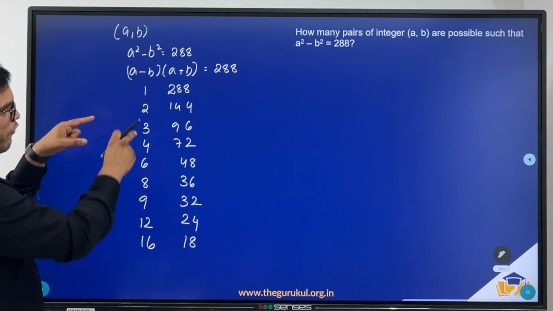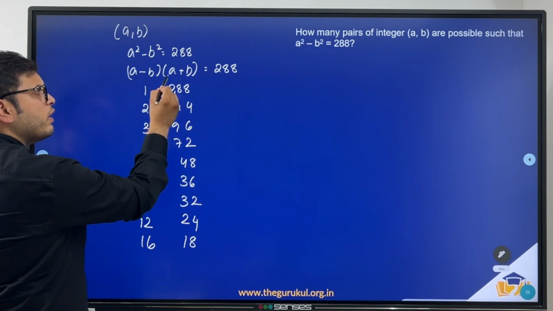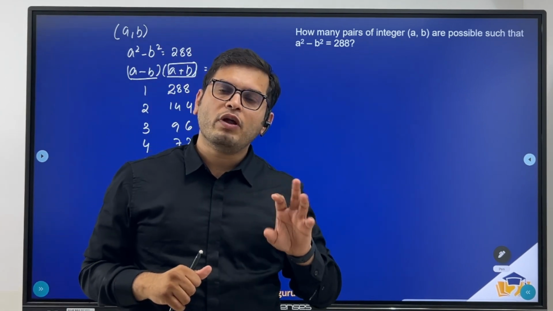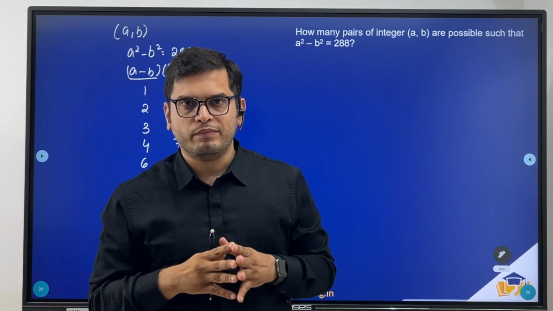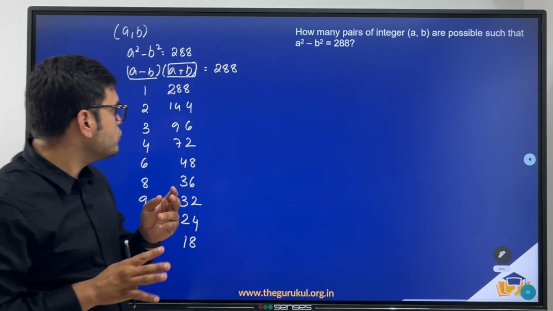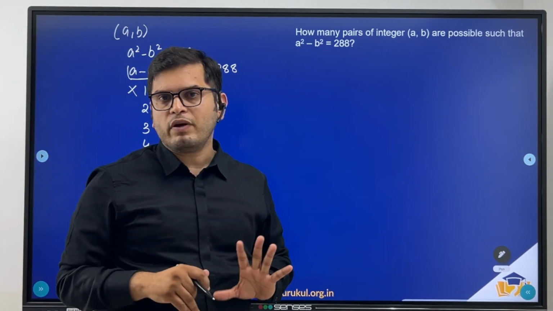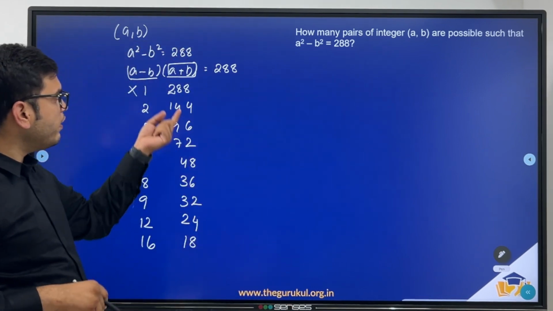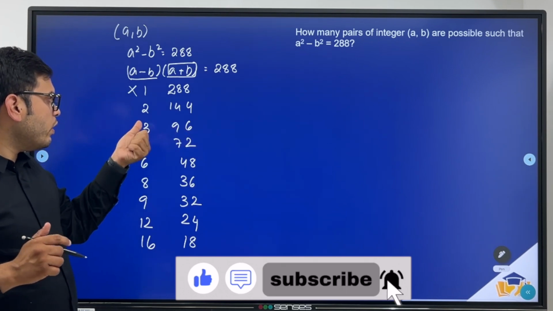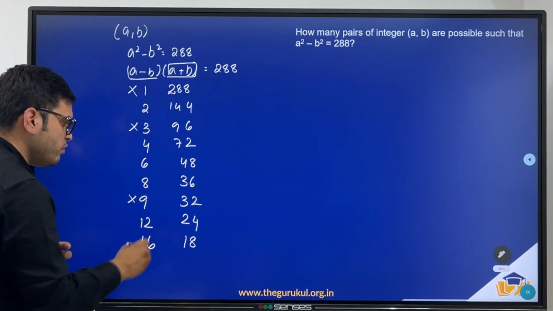Now if you observe, if I take 1 and 288, a and b have to be integers, right? Now can the sum of two numbers be even and the difference be odd? No. If the sum of two numbers is even, the difference should also be even, right? When both the numbers are even or both odd, right? So this is not possible, and we do not get integer values for a and b. You will be getting decimal values because one is even and one is odd. Now here both are even, possible. Now one is even and one is odd, this is not possible. Both are possible, yes, yes, and this is not possible.